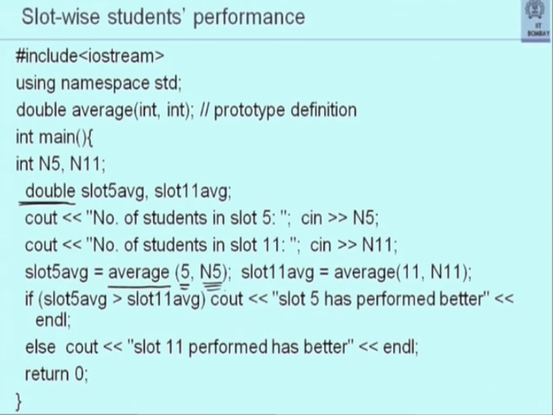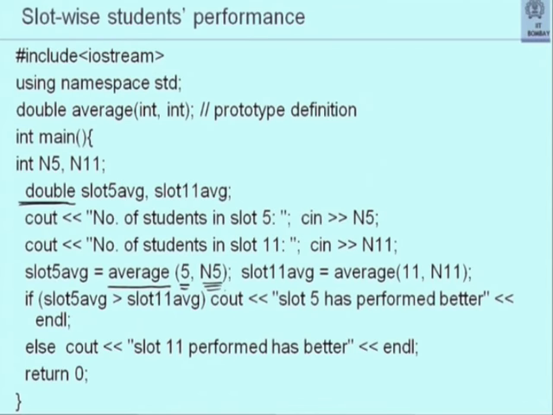But wait, this is supposed to calculate the average. Should I not send the marks? But marks are too many. So what I have decided is, instead of sending the marks, because I don't know how to send, let's say 250 students or 220 students take the test. So how do I send those 220 names? It is unclear right now.